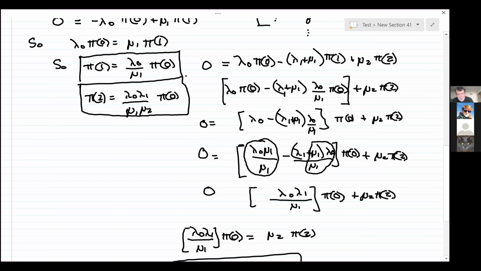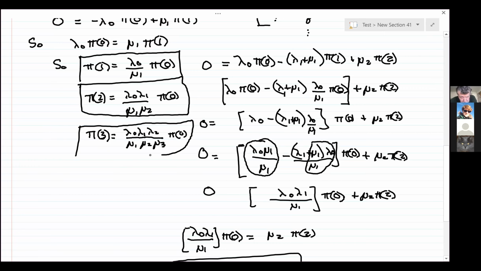Okay, so the good news is pi 1 is in terms of pi 0, pi 2 is in terms of pi 0. And I think you can believe a pattern. Let's do the pattern for pi 3. Pi 3 looks like it would be, from what we've done so far, lambda 0, lambda 1, lambda 2, all over what? Mu1, mu2, mu3 times what? Pi 0.